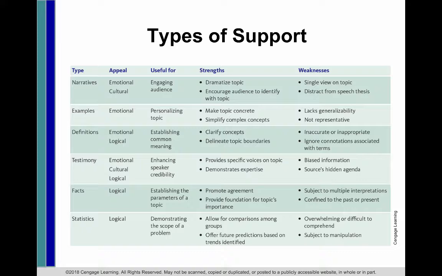Finally, statistics are numerical data that's been gathered and compiled by some person or entity. Numbers definitely appeal to our logical side. They can help the audience to see the magnitude of a problem and quantify it. They can also help to explain how something has changed over time or help us to predict what might happen in the future. If you don't use them effectively or ethically, though, they can be hard to understand and can be manipulated.